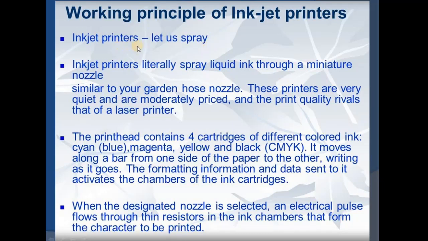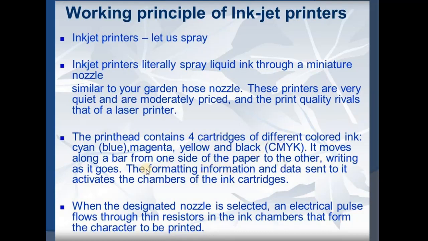Inkjet printers consist of liquid ink material, and this ink is in the 4 cartridges. It consists of cartridges of different colors. We fill these cartridges with ink that can be cyan, that is blue, magenta, yellow and black. So CMYK. By using this combination it can print any type of characters, or any type of information can be printed on the paper.